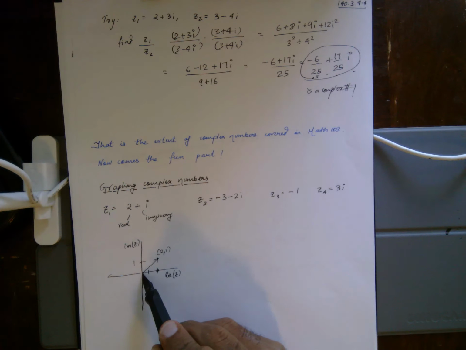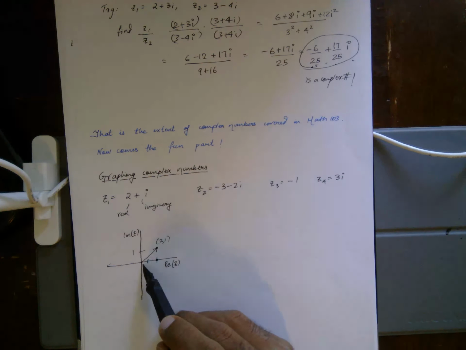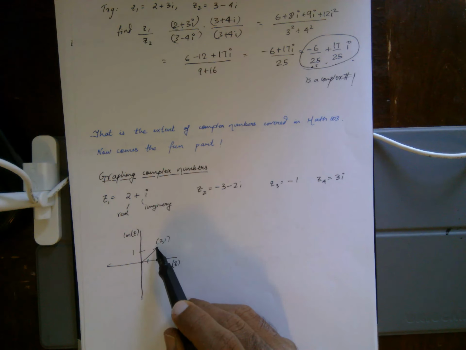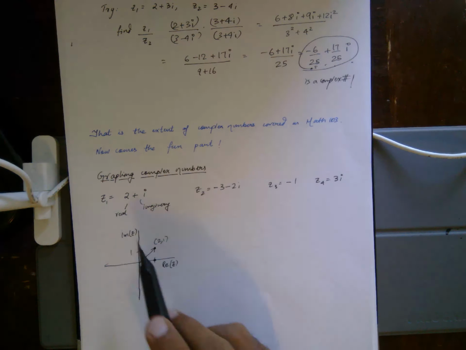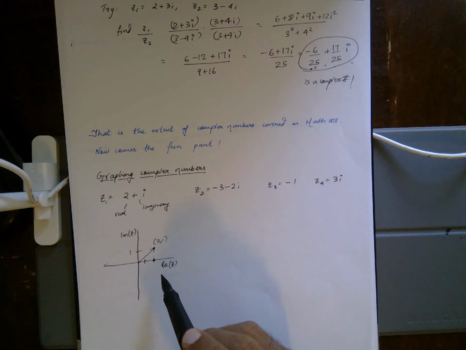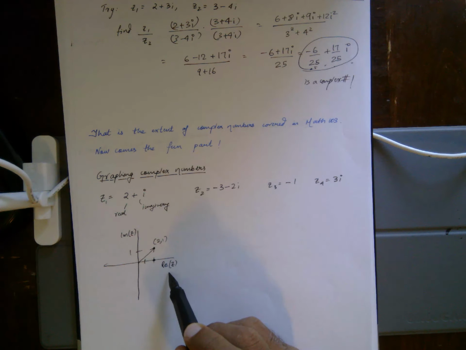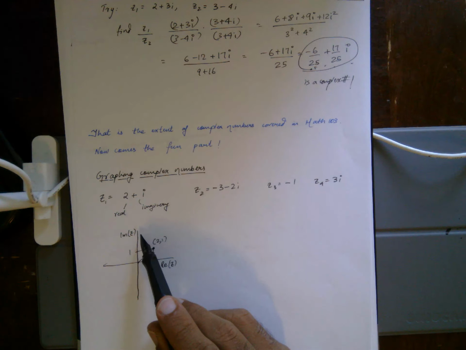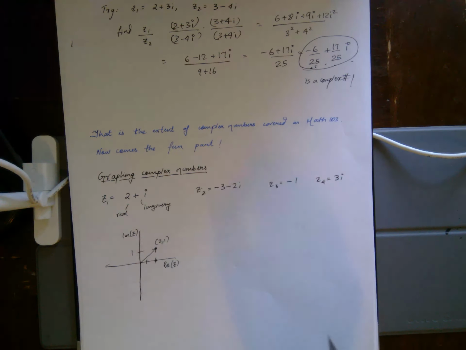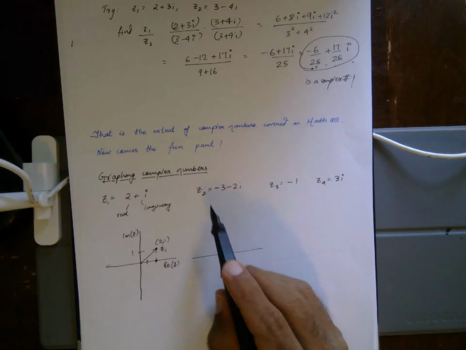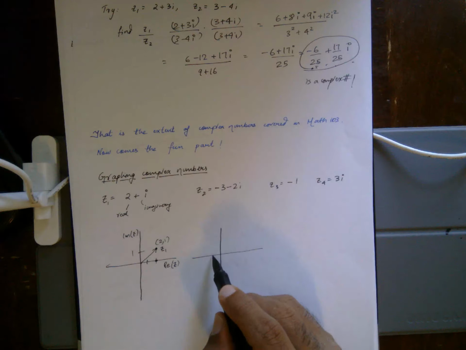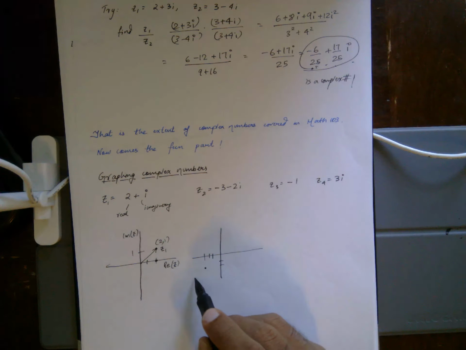So the arrow connecting from here to here can be thought of as the complex number, or even the point (2, 1) can be thought of as the complex number z1. In this case, instead of using x and y, I just label them as real part of z and imaginary part of z, which as we know are just real numbers. So that would be z1. Similarly, z2 would be (-3, -2).